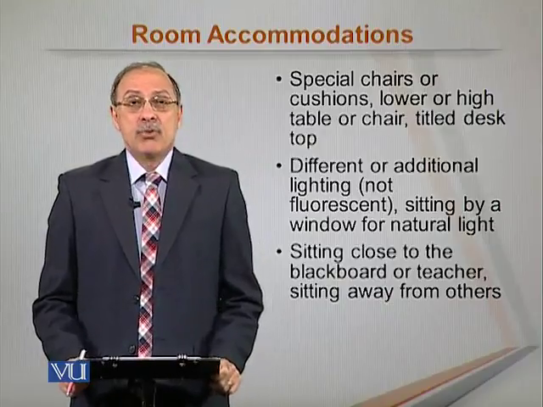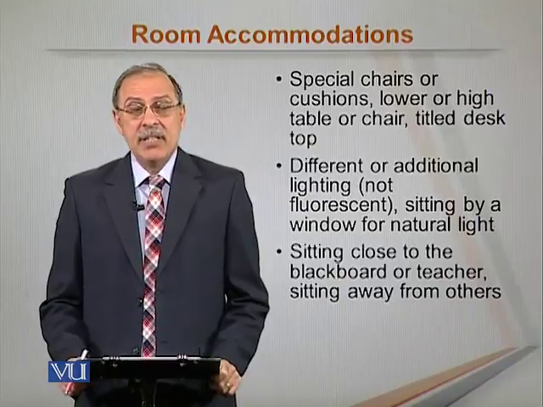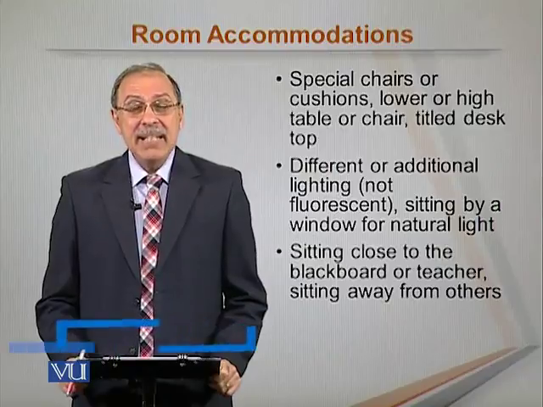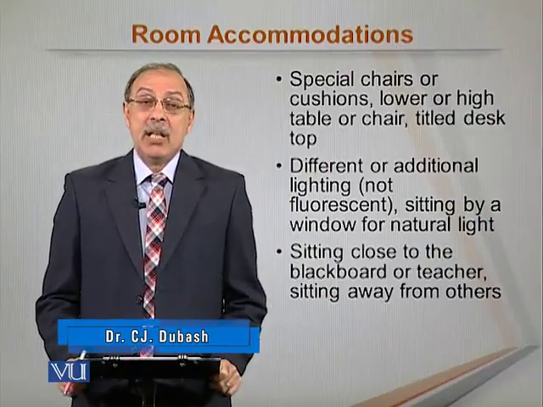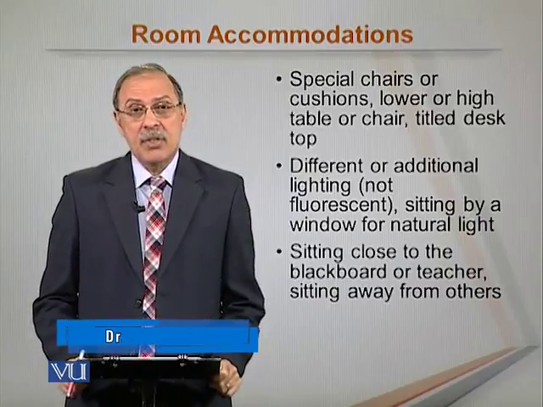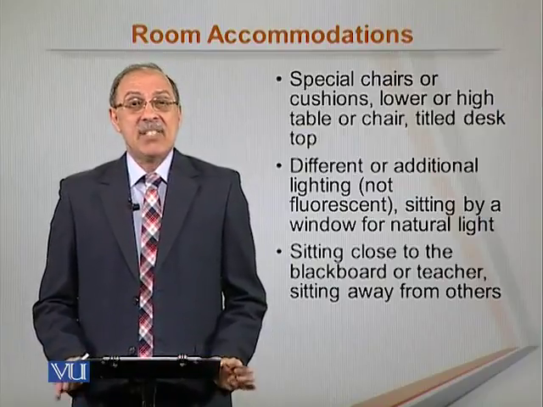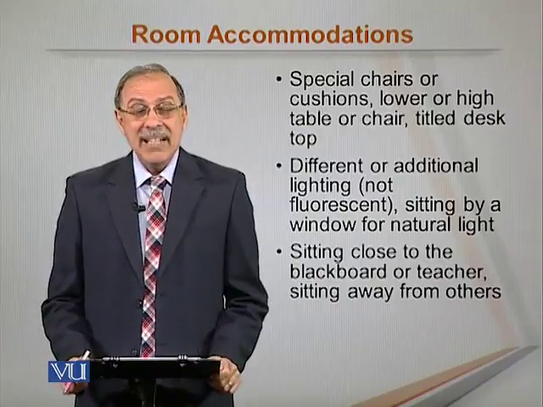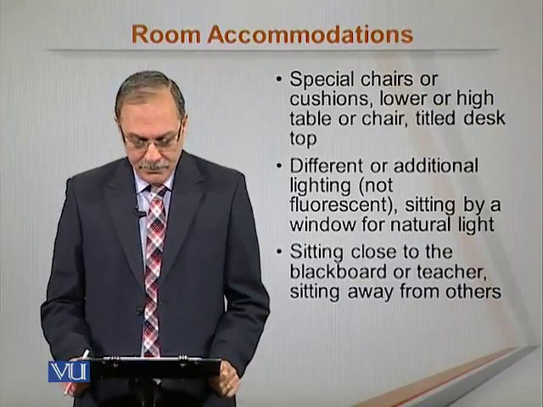In other words, trying to make the seating furniture and the writing furniture friendly for the child with the handicap. You may need to raise the child a bit, and so cushions may be required. You may need a lower surface. You may need a tilted or slanted surface for the child to write on. Whatever that accommodation may be, it's accommodation in the physical facility within the room. Any special seating or writing needs must be met.